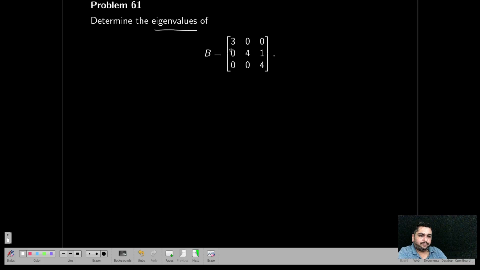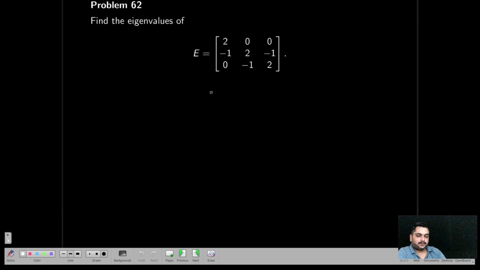So if you observe here, there are zeros in the lower part. This is an upper triangular matrix. So the eigenvalues will be its diagonal elements. So the eigenvalues we get are lambda 1 equal to 3, lambda 2 equal to 4, lambda 3 equal to 4.